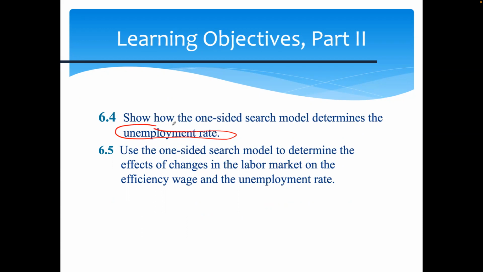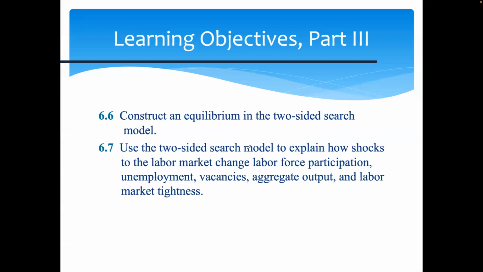In the classical model, there's going to be no unemployment. The market is going to clear, right? But in reality, there exists some unemployment. Furthermore, we are going to use this one-sided search model to determine the effect of a change in the labor market, for example, efficiency wage and the unemployment rate.